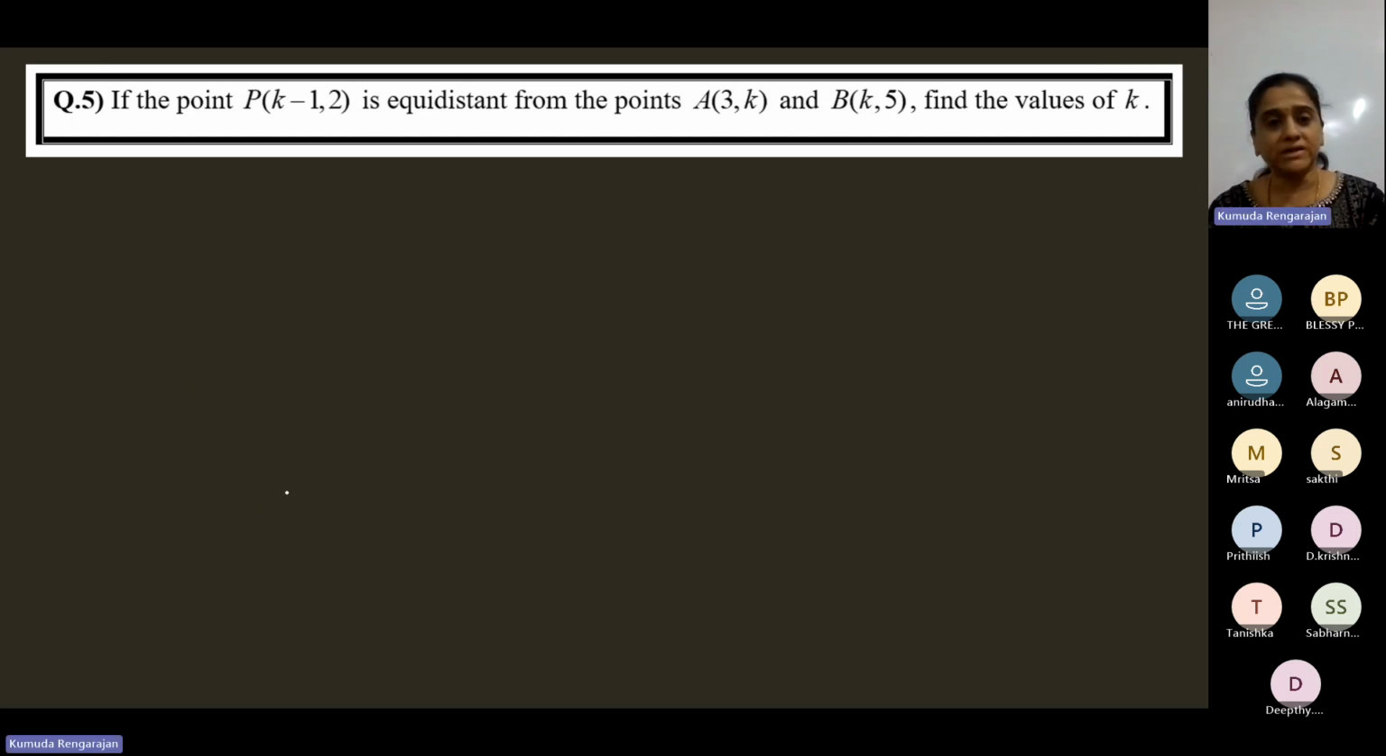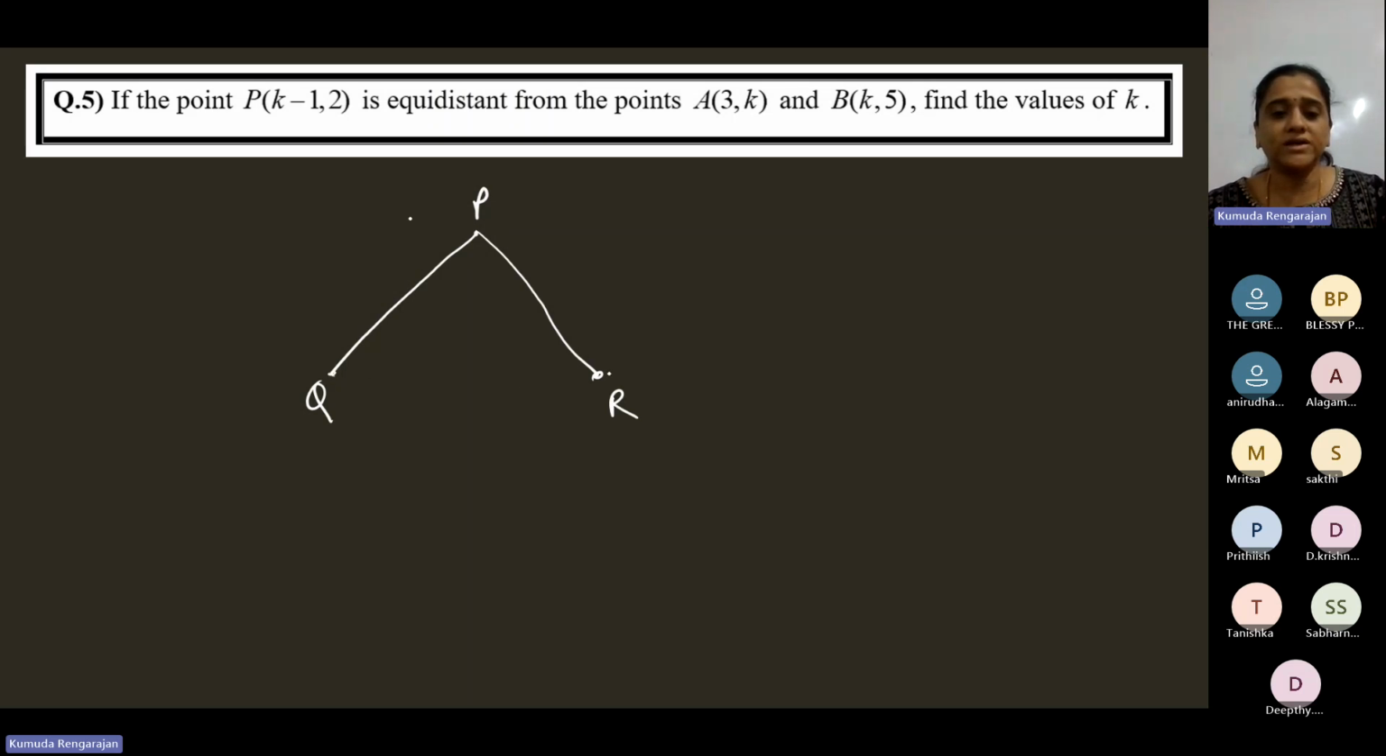If the point P is equidistant from the points A and B, find the values of K. Now, equidistant does not mean midpoint. Look at these 3 points. Please stop writing and listen to me. Now, supposing we have 3 points P, Q, and R.